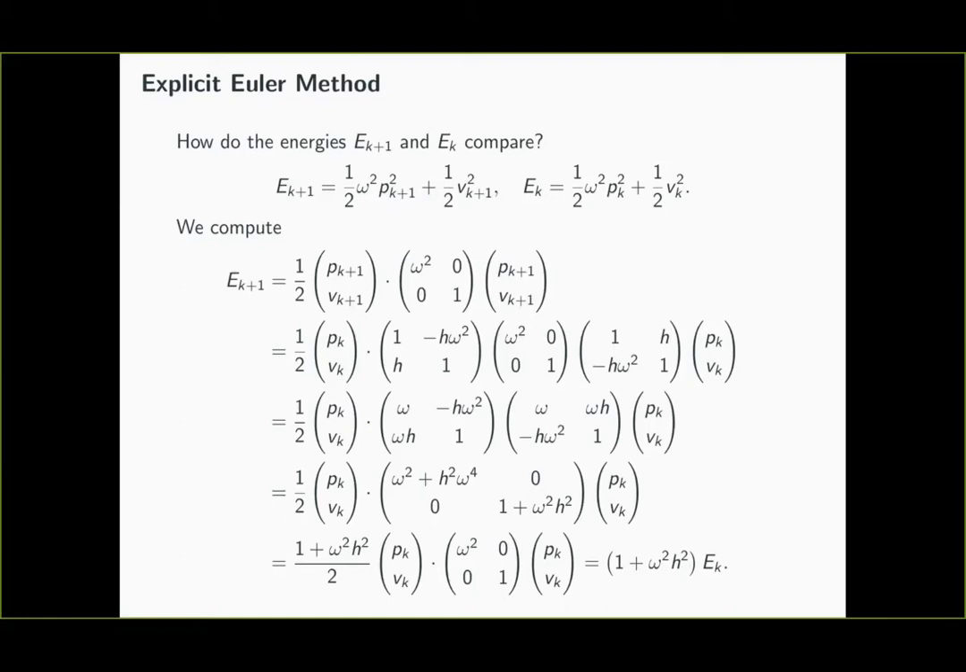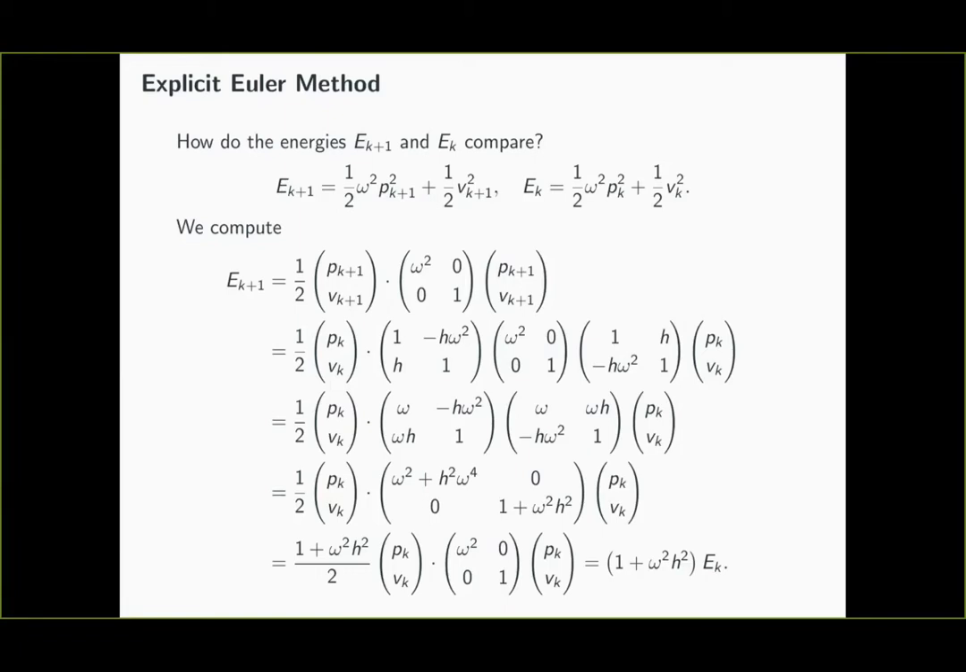Now we already know that p_{k+1} and v_{k+1} can be expressed in terms of the previous iterate, p_k v_k. So we just substitute in the next line the definition of p_{k+1} v_{k+1}. To the right of the diagonal matrix, we now get the matrix (1, h; -h omega squared, 1) times (p_k, v_k). And to the left, we get the transpose of this iteration matrix (1, -h omega squared; h, 1). So we've just used definitions and some basic linear algebra here.